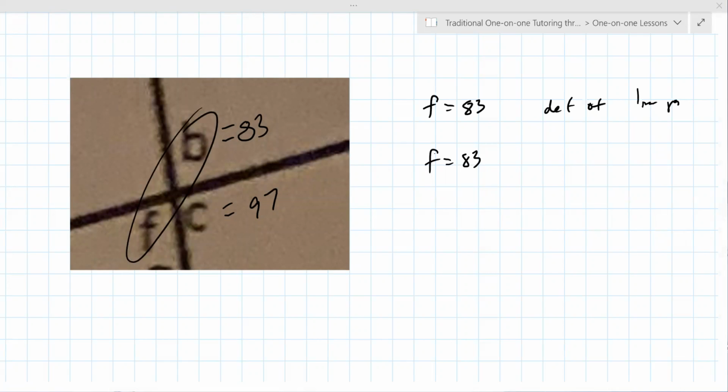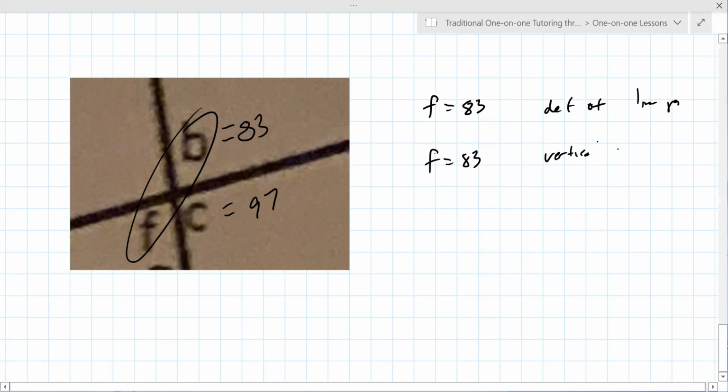Vertical angles. Right, vertical. I know there's a lot to remember. Yeah, I'll just start memorizing that, so then the lessons will go smoother.